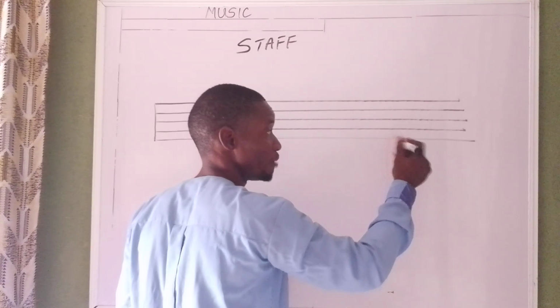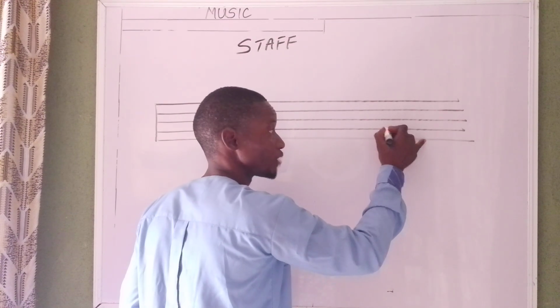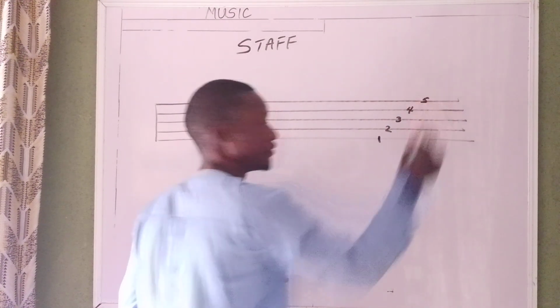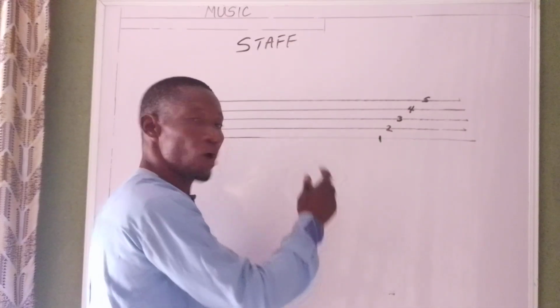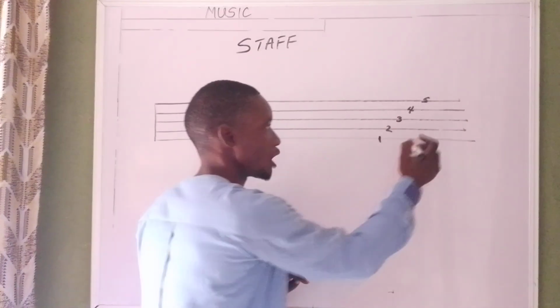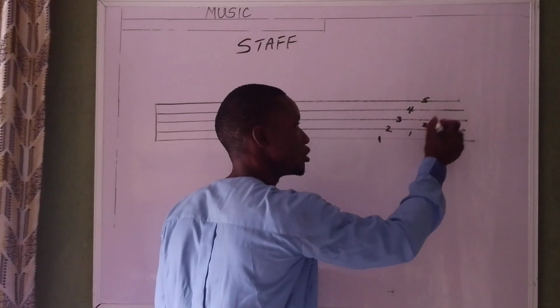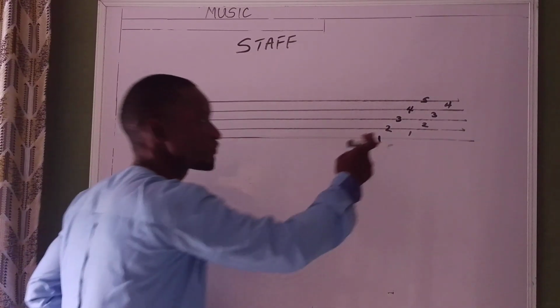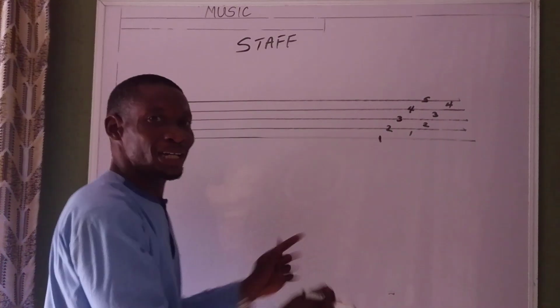The 5 lines are counted this way: line 1, line 2, line 3, line 4, and line 5. You can see the 5 lines. We also have 4 spaces: space 1, space 2, space 3, and space 4. So you have the 5 lines and 4 spaces. These 5 lines and 4 spaces are being lettered.